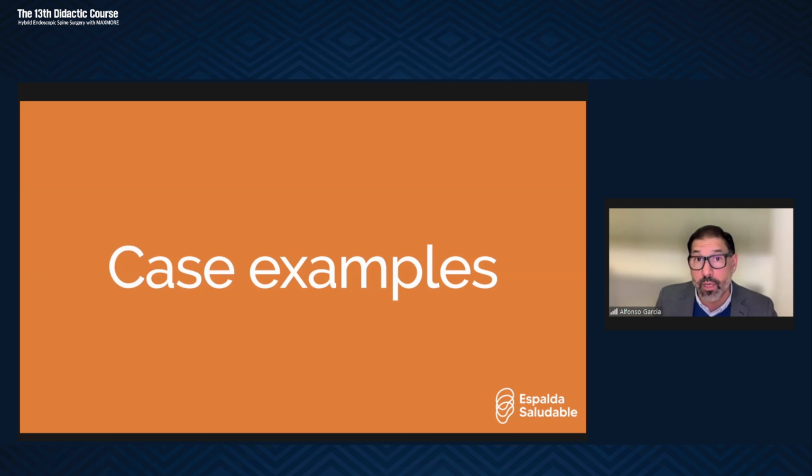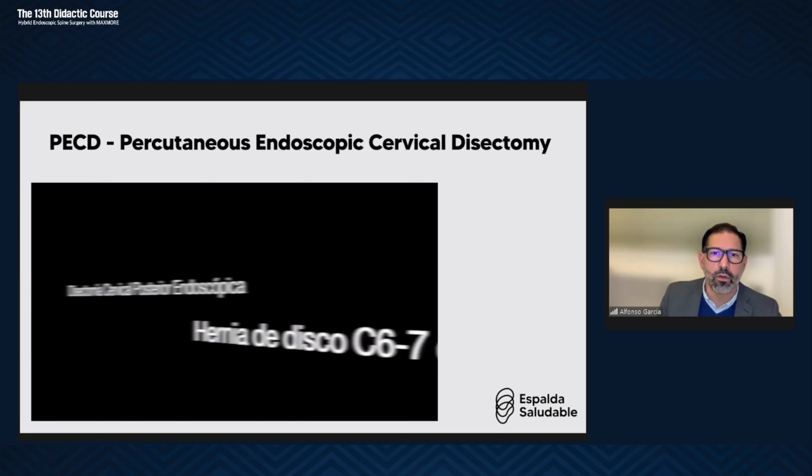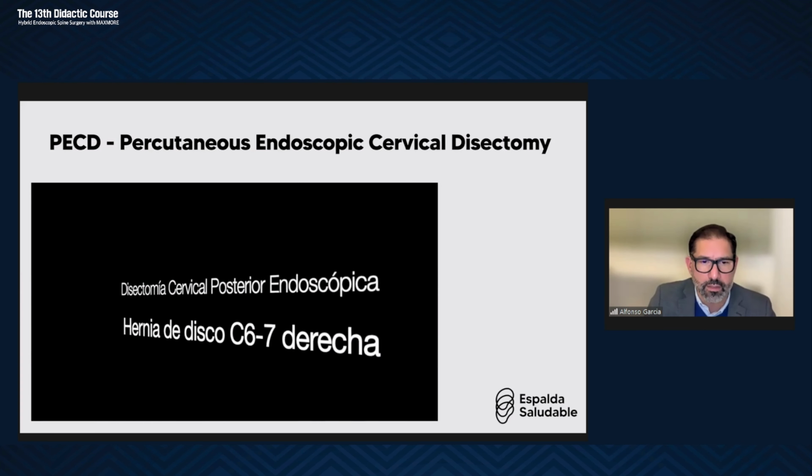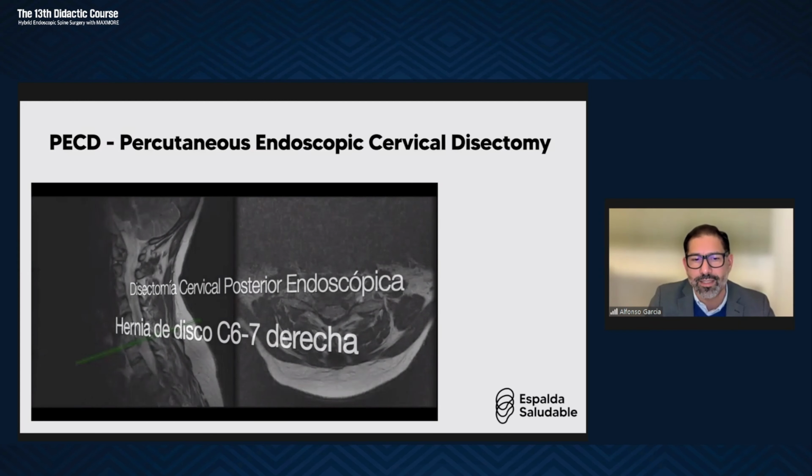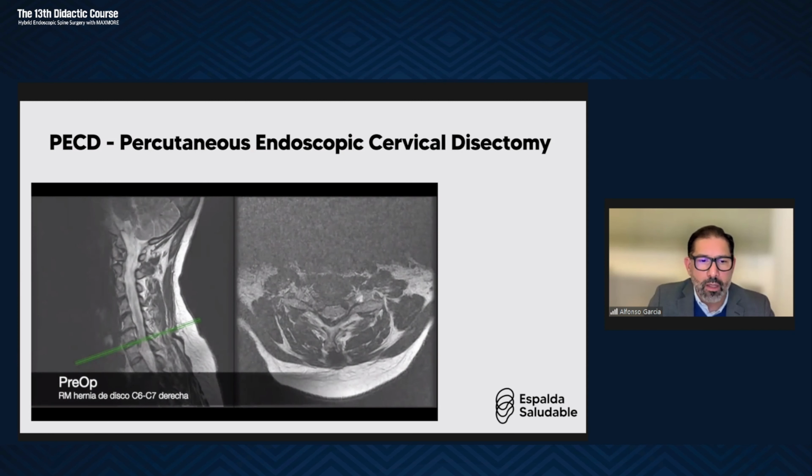So I have a video of 2 case examples I'd like to share with you. So this is the first case. It's a discectomy, a C6, C7, right, a herniated disc. This was my first posterior laminoforaminotomy, cervical.